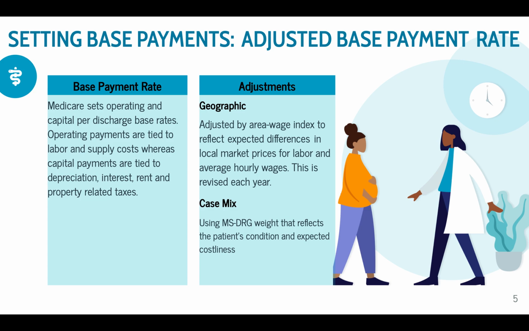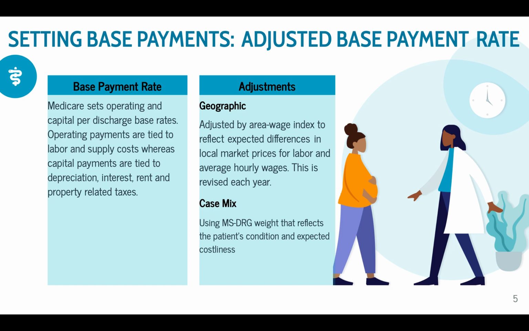So Medicare will set base payment rates for operating and capital discharge base rates. Operating payments are tied to labor and supply costs, and capital payments are tied to depreciation and interest. These are then further adjusted. They are adjusted for geographic areas by an area wage index, which is intended to measure differences in hospital wage rates among labor markets and compares the hourly wage average for hospital workers in each metropolitan area or rural area. And then this is further revised each year based on data from the IPPS hospitals.